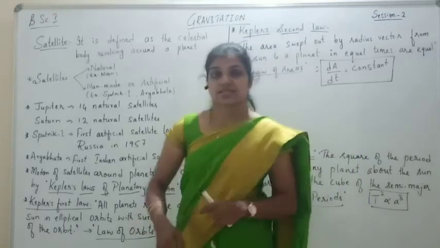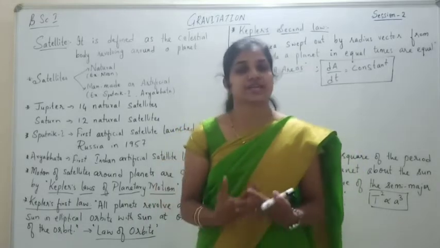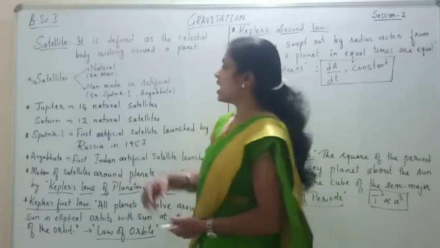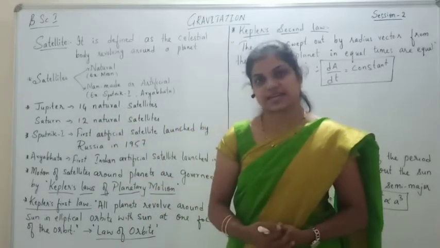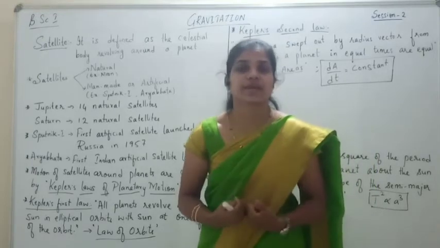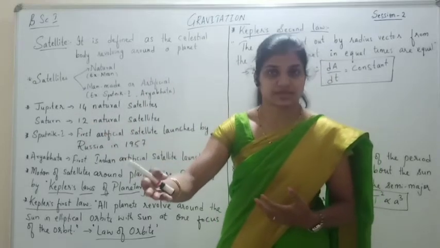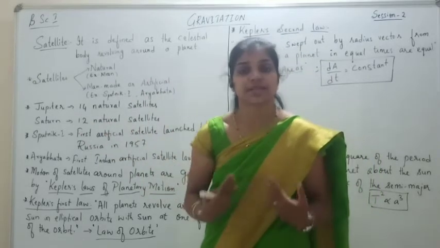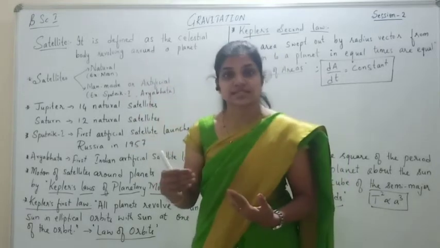And these satellites are of two types. One is natural, which we are calling a heavenly body or celestial body, and the other one is man-made or artificial satellites. Man-made satellites are those satellites which man makes on the earth and launches up into space to revolve around the planet. So these are two different types of satellites.